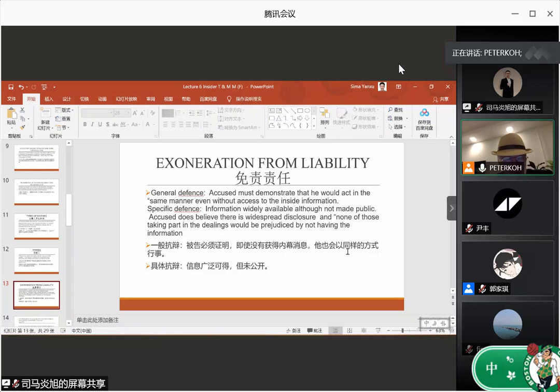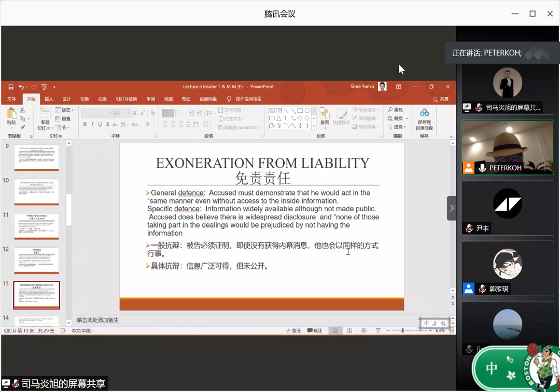General defense: the accused must demonstrate that he would act in the same manner even without access to the inside information. It means that you have to establish that the accused is going to buy the shares regardless of the information that they obtain, but he has to produce evidence. What evidence? Right? So evidence is very important. He must show the interest. Suppose even a few months before the insider information, he had written emails, written articles that shares in a company A are generally of interest to him.